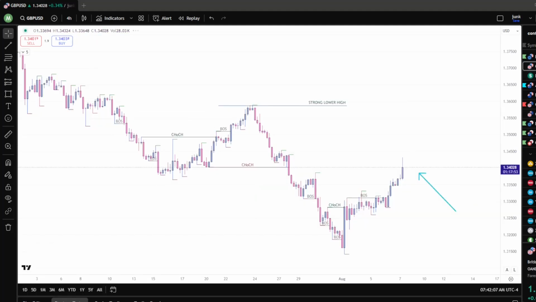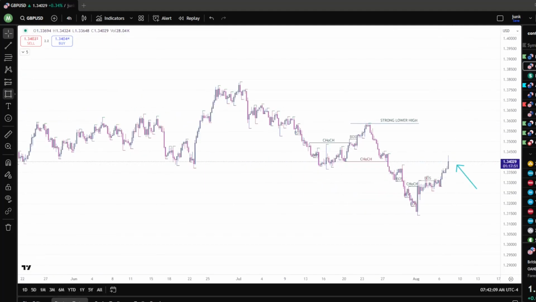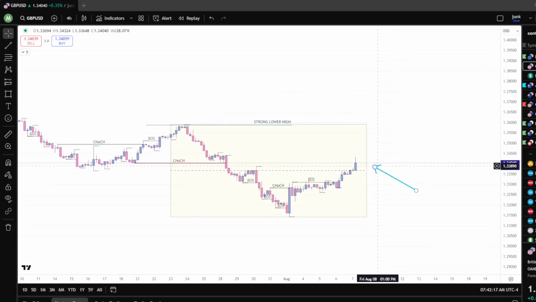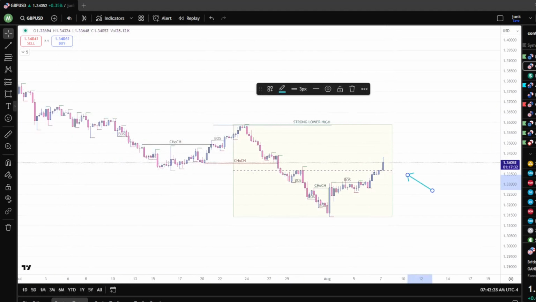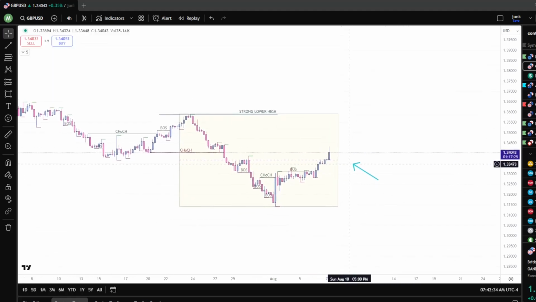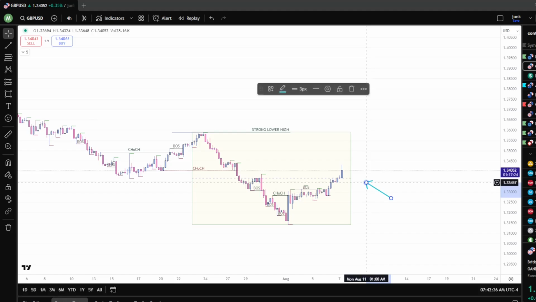GBP USD, let's go ahead and map out the current range. And of course, this is the current 4-hour range we've been dealing with. Prices have retraced all the way back up into premium after this consolidation. Of course, internally, you can see it is bullish, swing structure overall bearish.